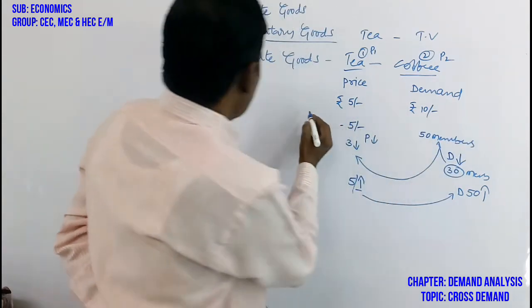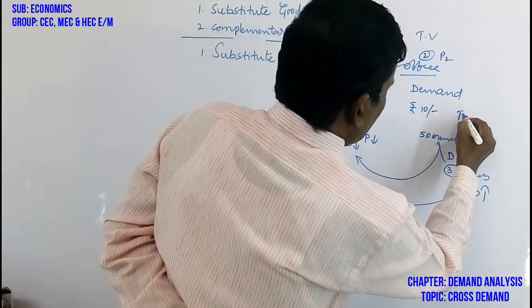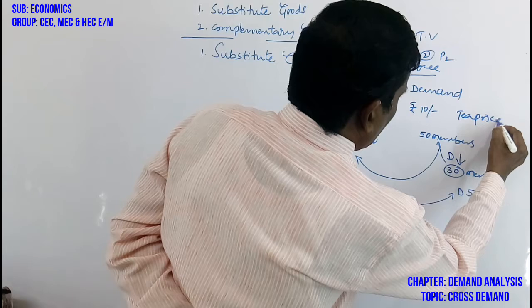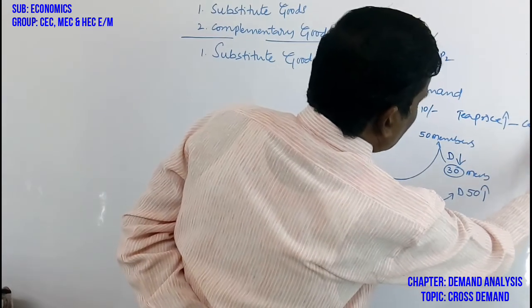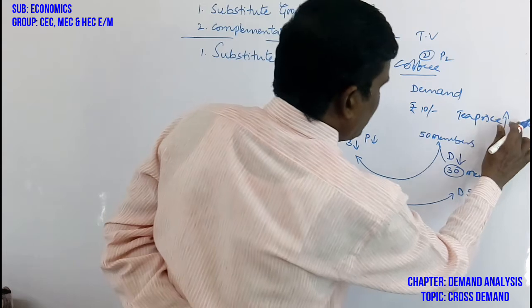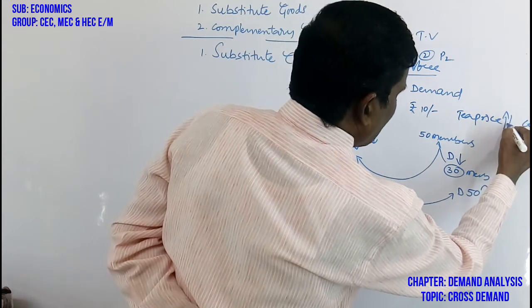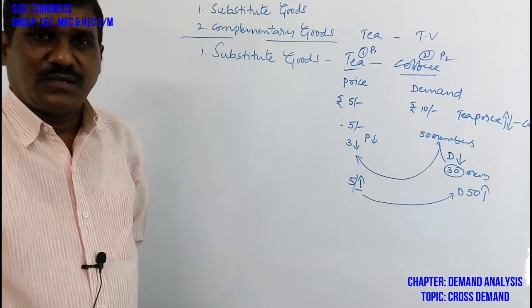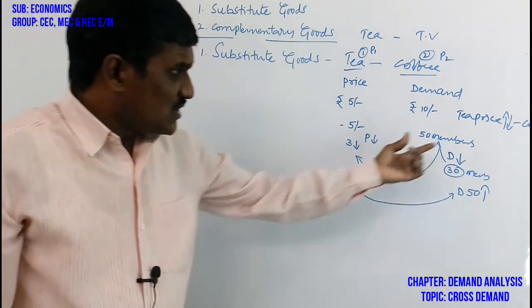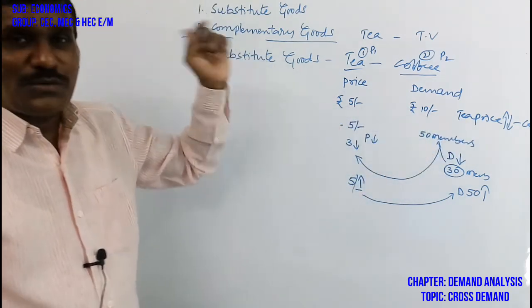Once again, see here. Tea price increases, coffee demand also increases. When tea price decreases, coffee demand also decreases. So this is the relationship between substitution goods.